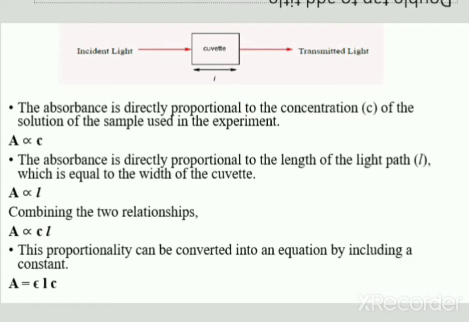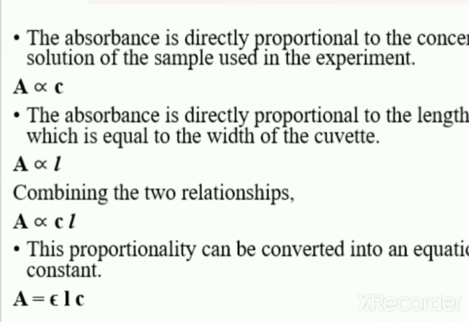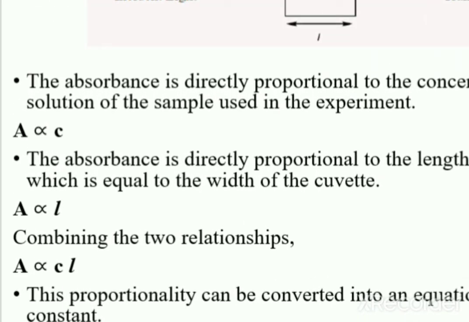Okay, so this proportionality can be converted into an equation by including a constant. So there is a constant, that is epsilon, which is called the molar extinction coefficient. Okay, that's why it becomes absorbance equal to epsilon into l into c.